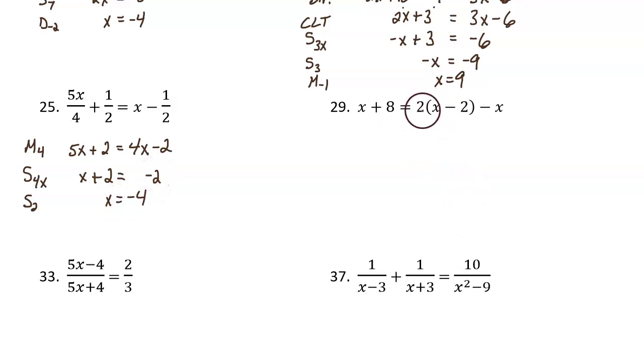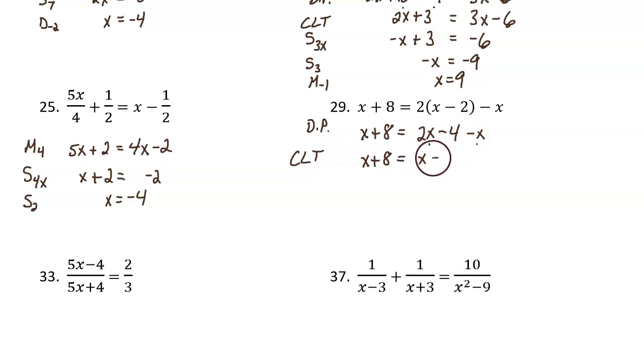Number 29, I see the parentheses here, so I'm going to do some distributive property. X plus 8 equals, and then 2 times x is 2x, and 2 times negative 2 is negative 4. Notice on the right side an x term here and an x term here. That means we can combine like terms. So x plus 8 equals 2x minus x is 1x, and the minus 4 is still there.